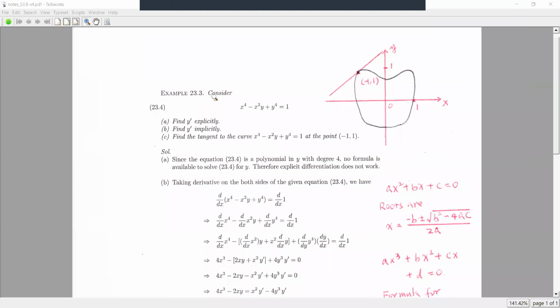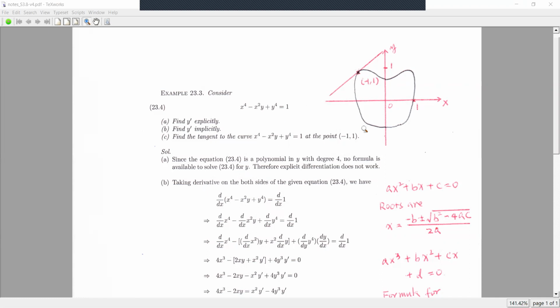Example 3. Consider this equation. Part A, find the derivative explicitly. Part B, find the derivative implicitly. Part C, find the tangent line to the curve at this point. The graph of this equation is this curve. This curve is the set of all the points that satisfy the equation.